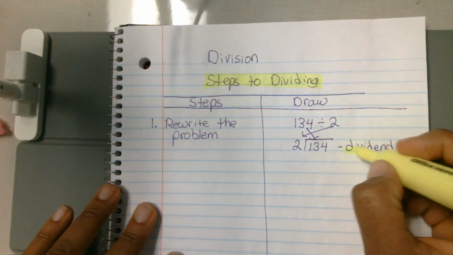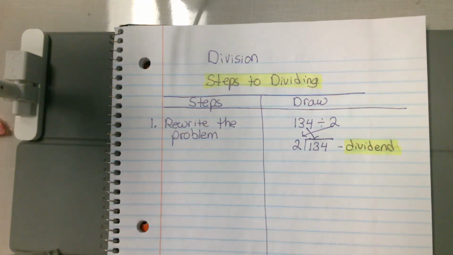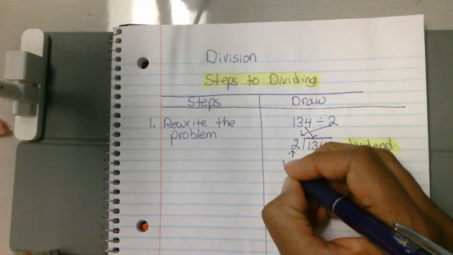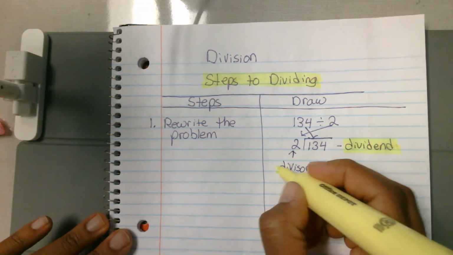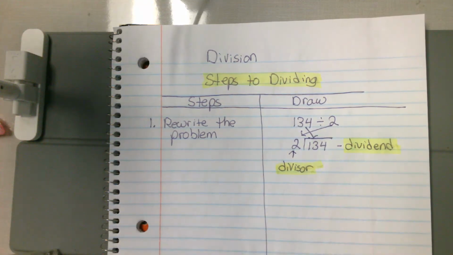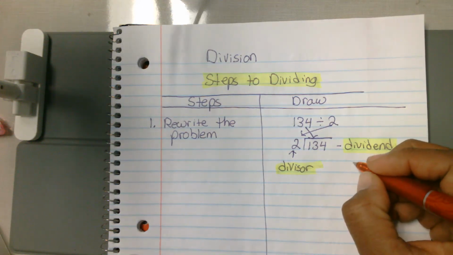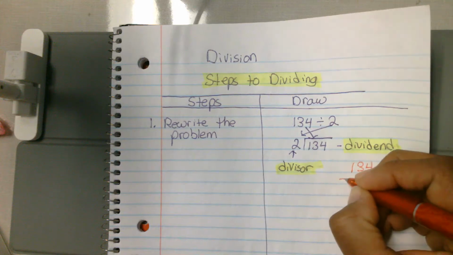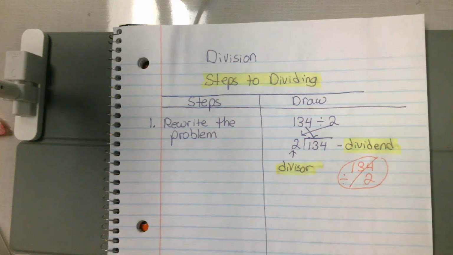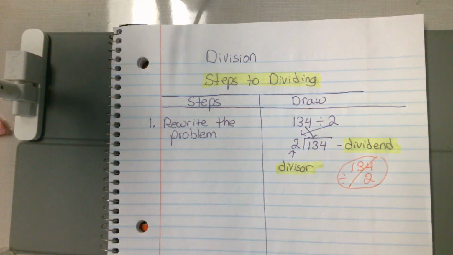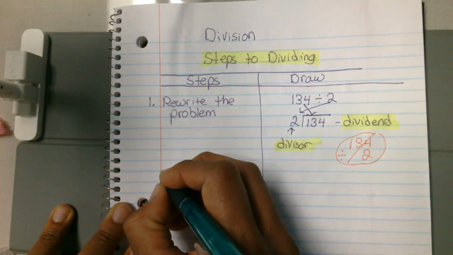We need to know that academic language. And this number here is called the divisor. So when you hear me say those words, you know what I'm talking about. And I see this quite often, we do not write a division problem this way, 134 divided by 2. This is a no-no. If you start writing it that way, that is how we do multiplication or addition or subtraction. So that is going to be step 1.